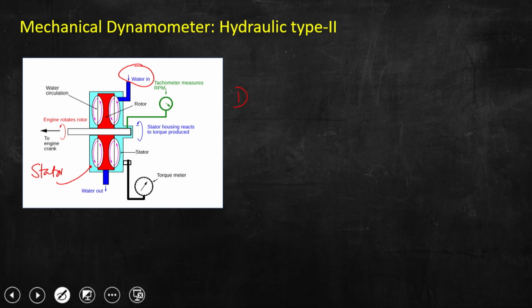Number 1 is: water flows through the vanes in a toroidal vortex pattern.